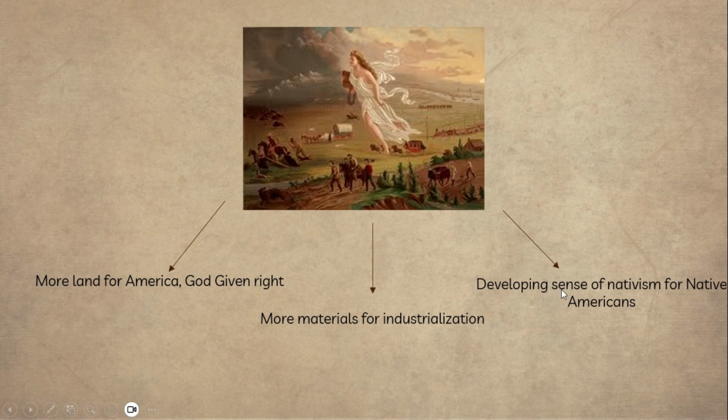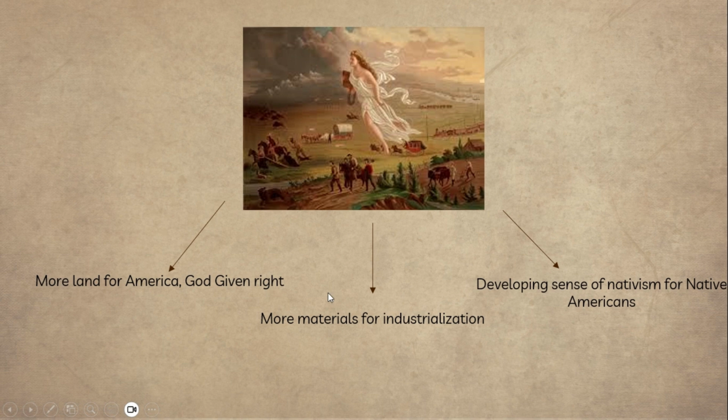And besides just a religious standpoint on Manifest Destiny, there was an economic standpoint, where more land means more natural resources, more materials for industrialization, where getting more materials will only continue to boost America and their influence and power on a global stage.